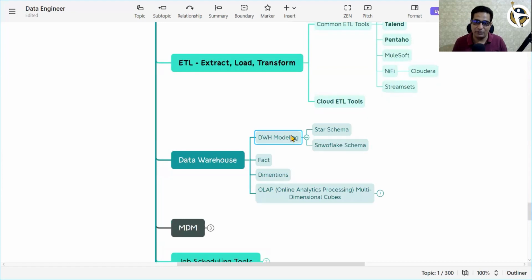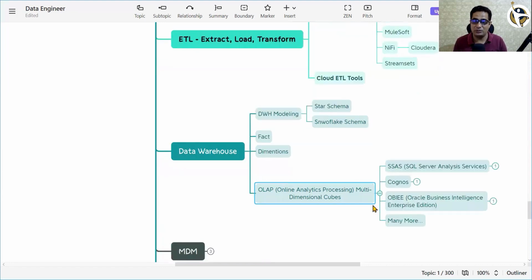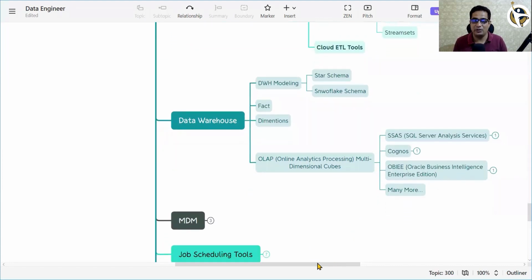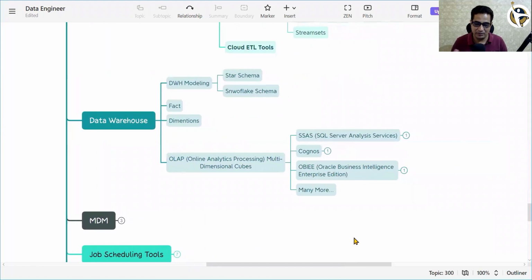So in data warehouse solution, we have star schema, snowflake schema. If you are from a data warehouse background, you may be aware of these modeling concepts, star schema, snowflake schema. Again, we have a fact table, dimension table. Then OLAP tools are there where you can create a cube and fire a query which gives you the returned data in a fast way. That's where OLAP comes into the picture.